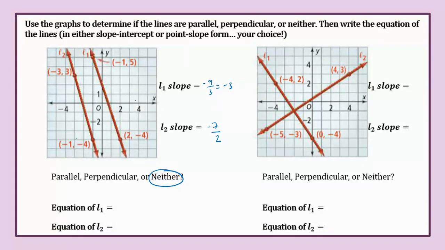Find those slopes. So the equation of line 1, I'm going to choose to do it in point-slope form because I don't see the y-intercept. I don't want to assume that that's it. Oh, I guess I could, but I don't know this one. Nah, I'm just going to use this point. Y equals, my slope is -3, x minus -1, so that's +1, plus 5.